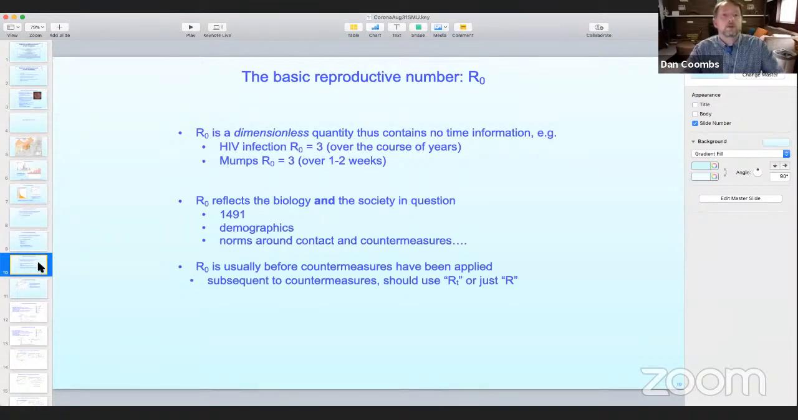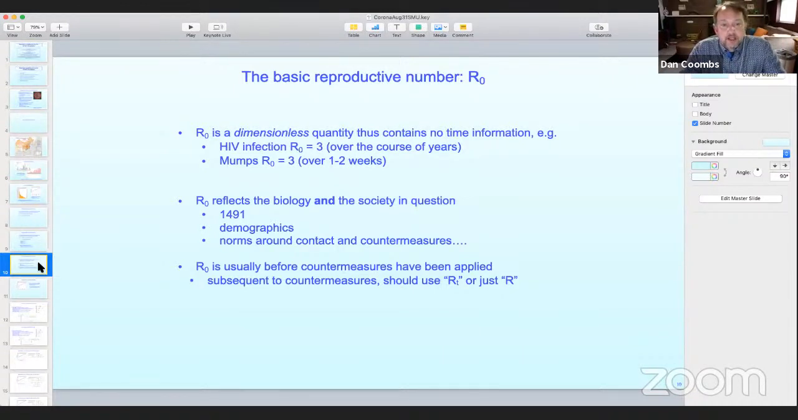So, going on to just a few more comments about R0. R0 is, first of all, dimensionless, and so it contains no time information. For example, you could have an HIV infection R0 of about 3, but the epidemic would take years to develop, versus if you have a mumps R0 of about 3, then your epidemic is developing on a characteristic time scale of just a few weeks, because the serial interval, which is the time between infection and infecting somebody else, is typically on the order of days to a week there.